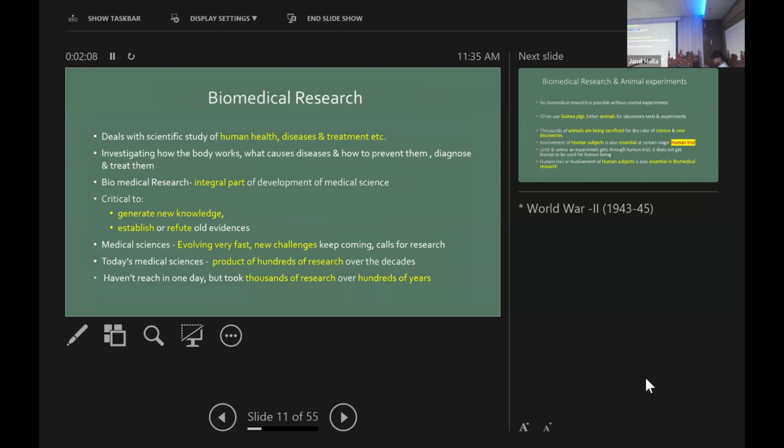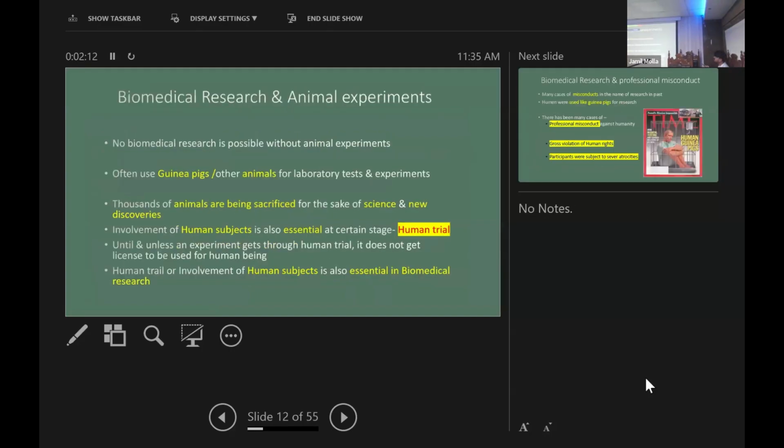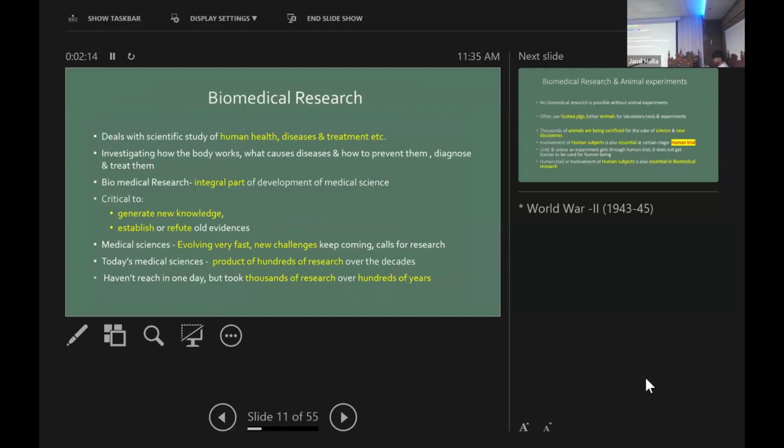Now, what is bioethics then? Bioethics is a study of human health and disease. This is doctors and professionals who are concerned with human health, disease, and treatment, investigating how the body works and what causes disease, and how to prevent and control those diseases. These are our main job. So biomedical research is an integral part of development.